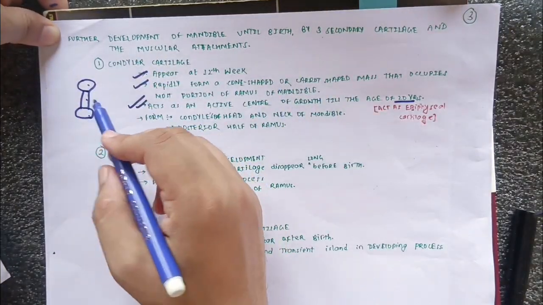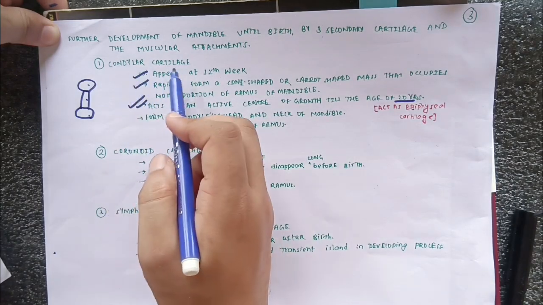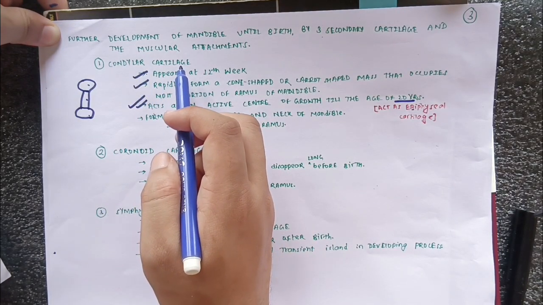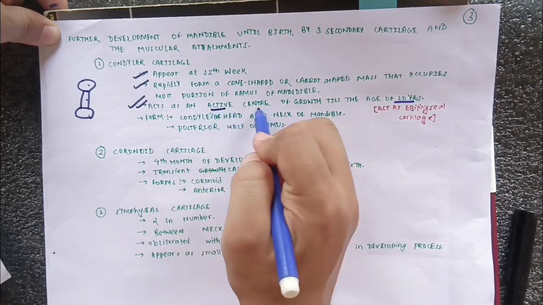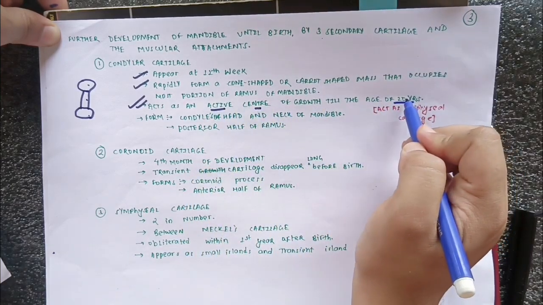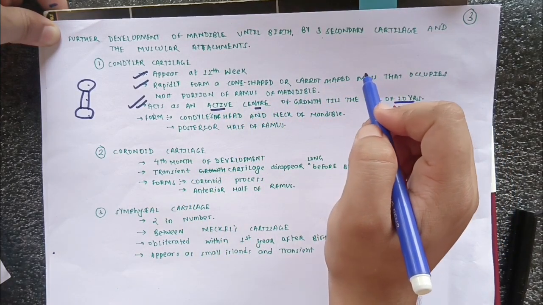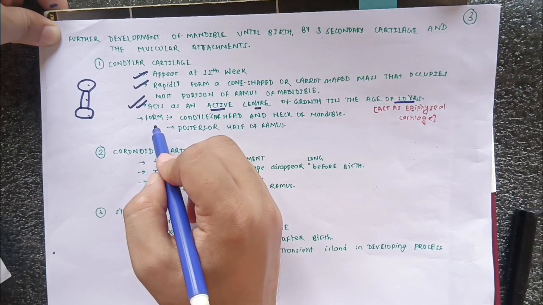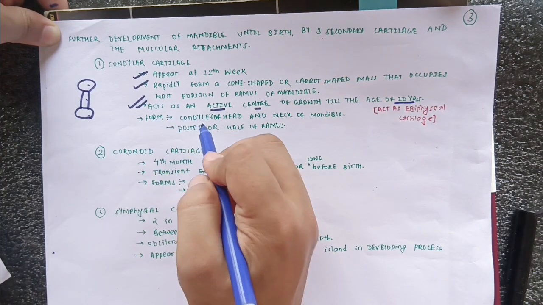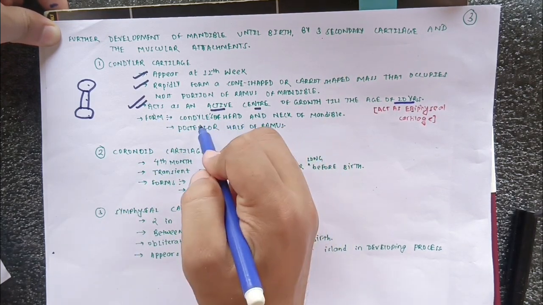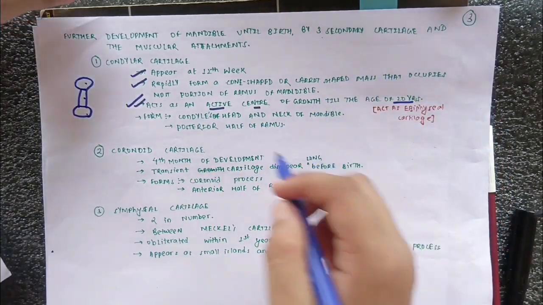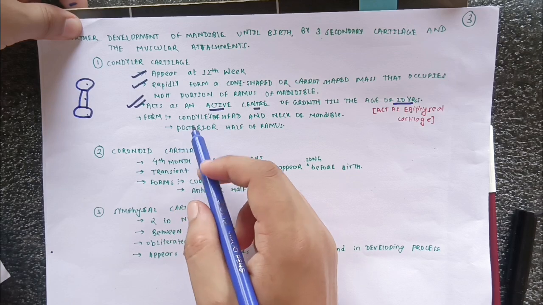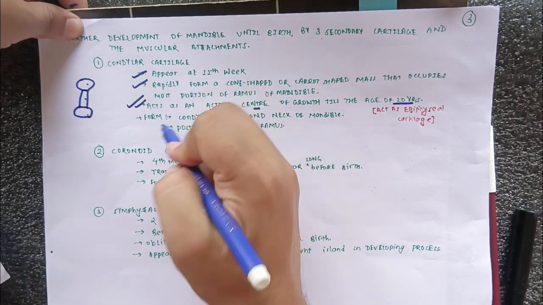Similarly, like that epiphyseal cartilage, we have condylar cartilage in our mandible. Those condylar cartilage act as an active center for growth till the age of 20 years. So this is a very important point to be remembered. After that, I have written here, it forms the condyle head and the neck of the mandible, and also it forms the posterior half of the ramus of the mandible.